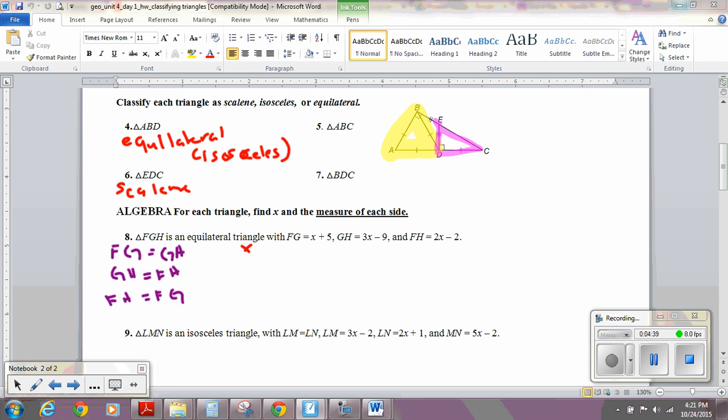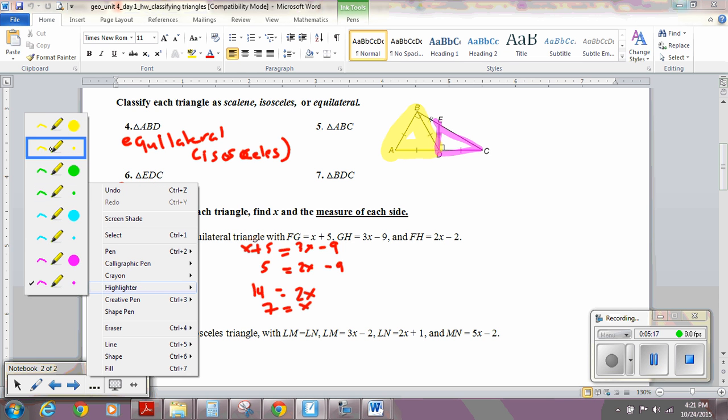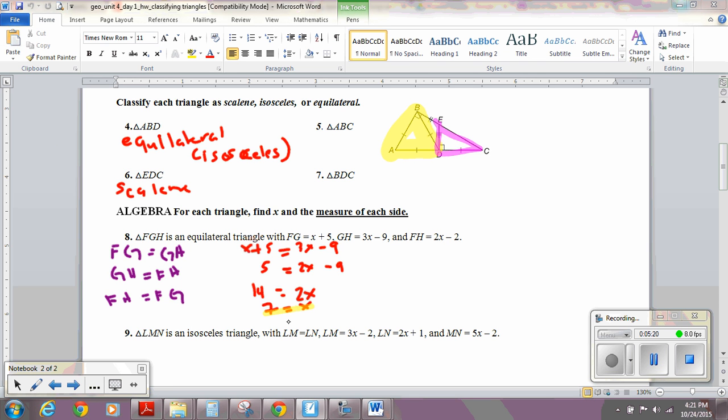So that means x plus 5 equals 3x minus 9. First thing I would do in this equation is subtract x from both sides. So that would leave me with 5 equals 2x minus 9. Then I would add 9 to both sides, which would give me 14 equals 2x. Then I would divide both sides by 2, which would leave me with 7 is equal to x. All right, so great. We found x, which was the first part of the directions.